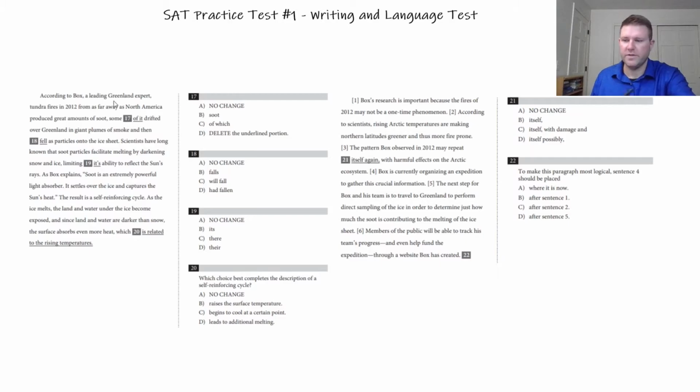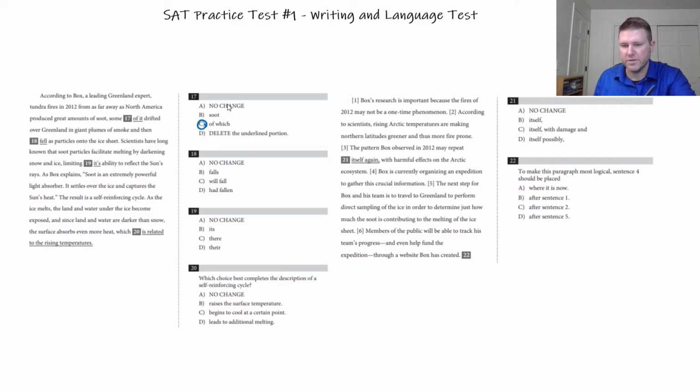Okay, so 17. According to Box, a leading Greenland expert, tundra fires in 2012 from as far away as North America produced great amounts of soot. Some of it drifted over Greenland, blah, blah, blah. Notice that pause there. If you're going to say some of it, you can't have a comma here. This creates what's called a comma splice, which is where you used a comma when you should have used either a period or a semicolon to complete the sentence, okay? So what you need here, if you're just forced to keep this comma, is some of which.